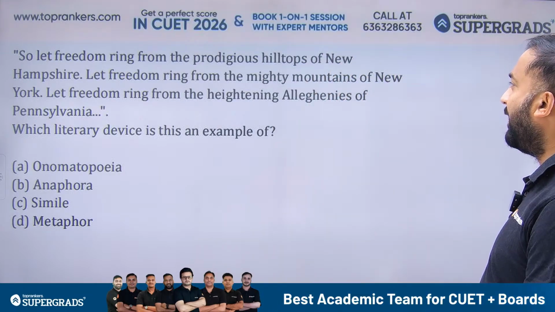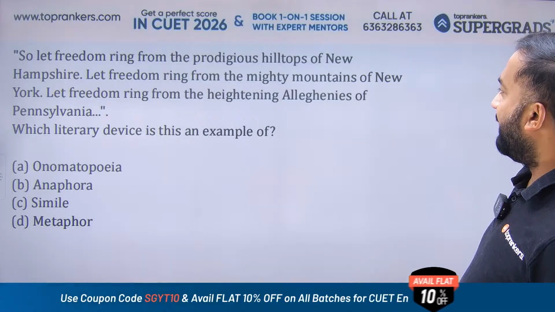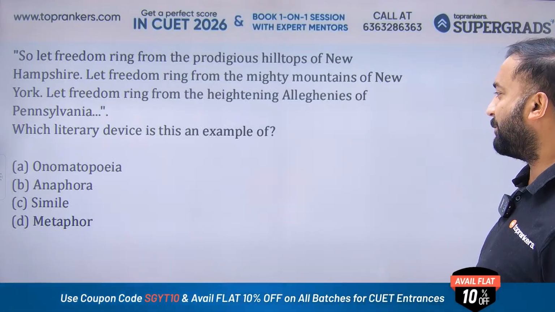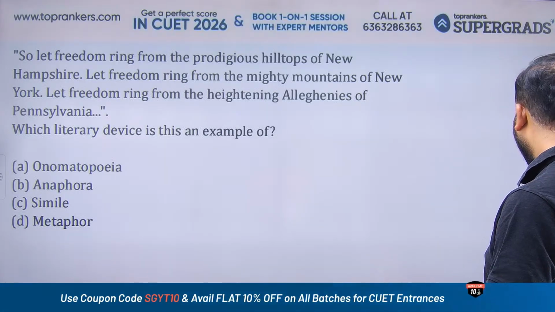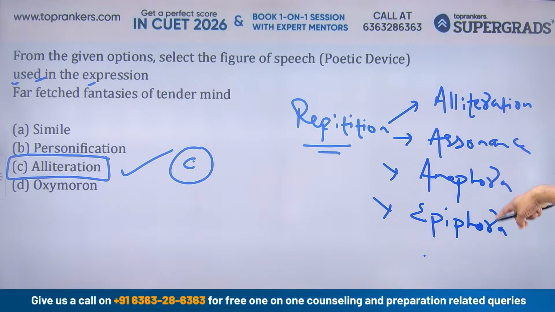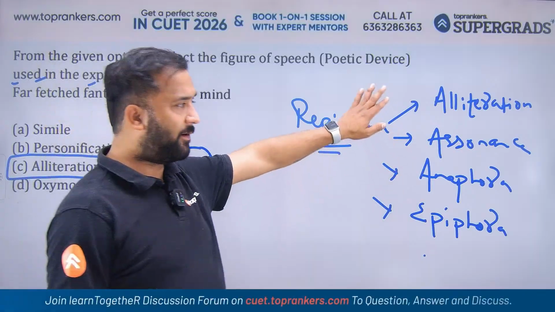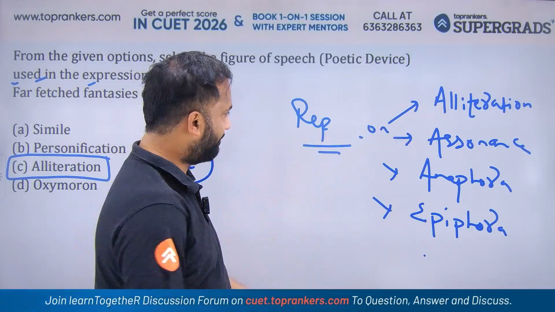Let freedom ring from the prodigious hilltops of New Hampshire. Let freedom ring. I think आप समझ गए हो मेरा इशारा किस तरफ है. As I said, repetition के लिए ये figures of speech use होते हैं. The first one is when there is repetition of consonant sound.